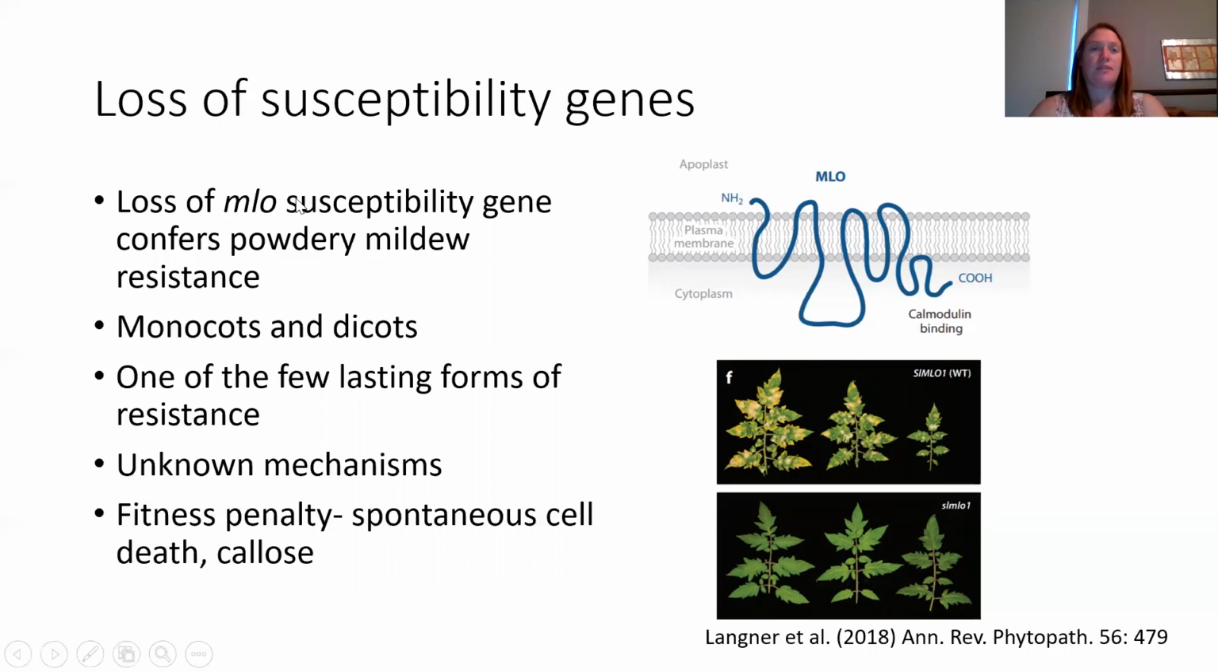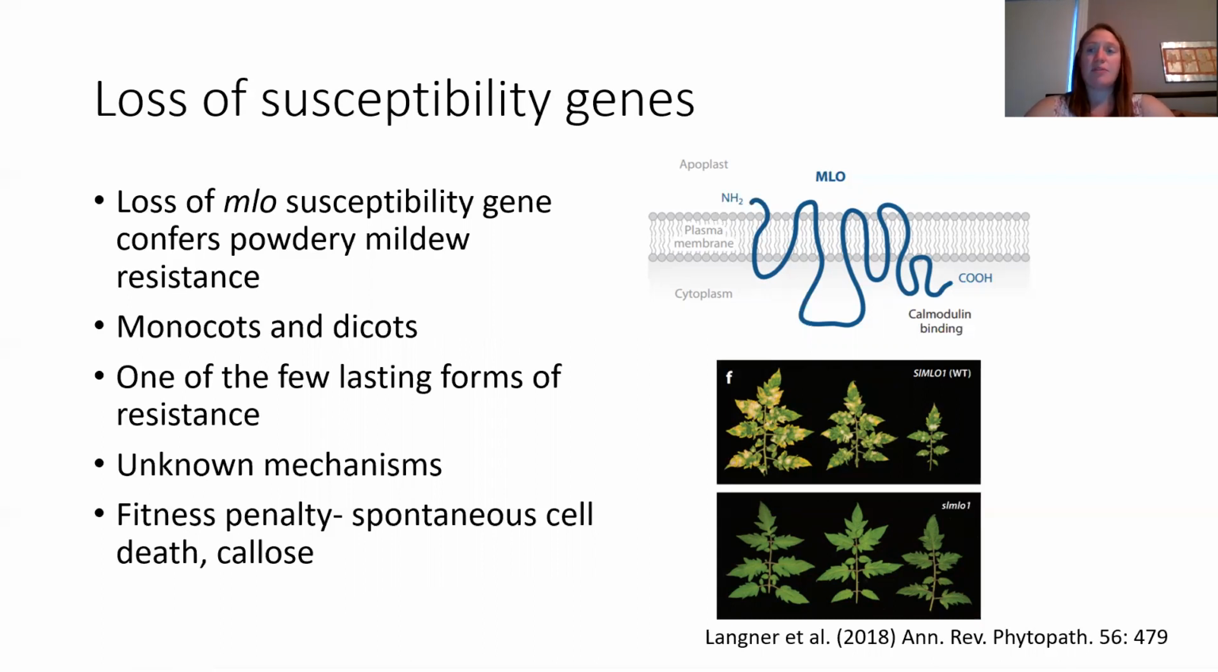But this is one of the most famous susceptibility genes. This is the MLO gene, which is involved in powdery mildew susceptibility. So when you knock it out, or you have a recessive form of this gene, you see really nice resistance. So here you go, here's the resistance in tomato. The cool thing about this one is it's actually conserved in monocots and dicots, and it is one of the longest lasting forms of resistance, one of the stablest resistance we've ever seen in plant pathology.